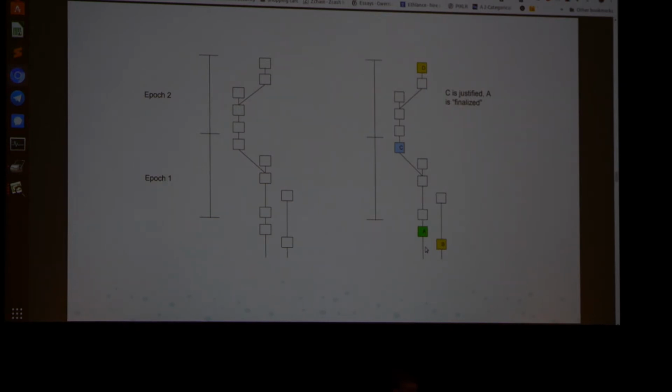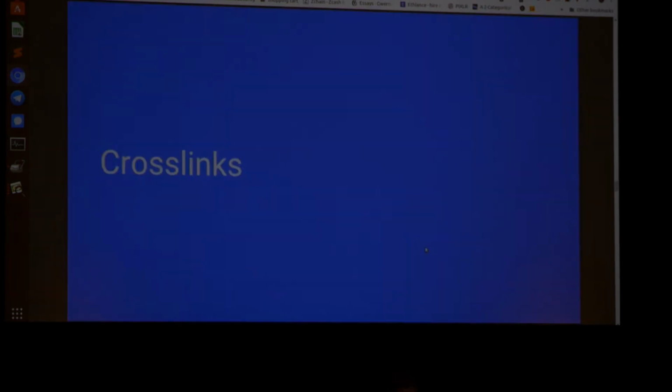So this is asynchronously safe and it's crypto-economically safe, and that's not something that you can get either in proof of work or in any chain-based proof of stake system.